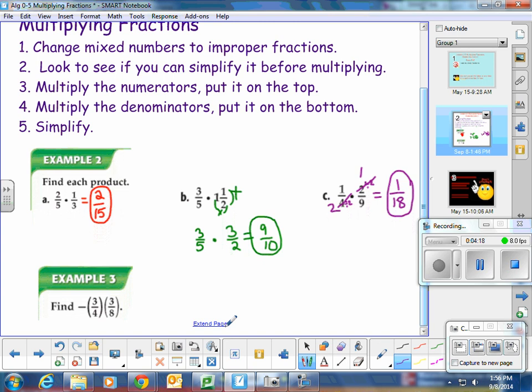One more example. First step, change any mixed numbers to improper fractions. We don't have any in here, so we'll move on to the second step. There is not anything that I can simplify before multiplying, so moving on to step 3. Numerators, multiply them together.